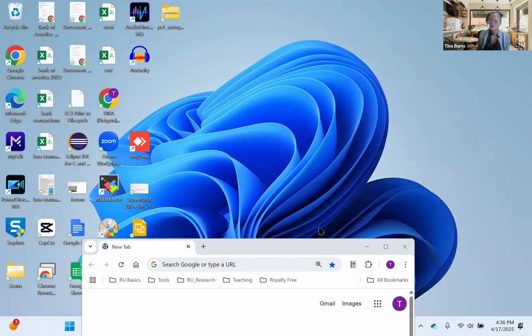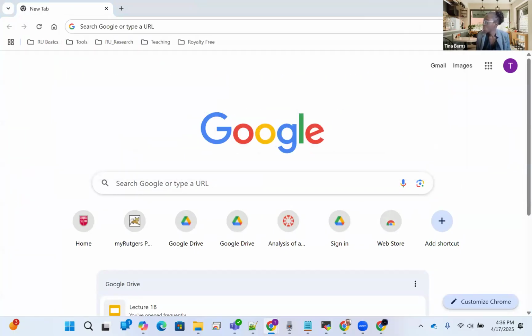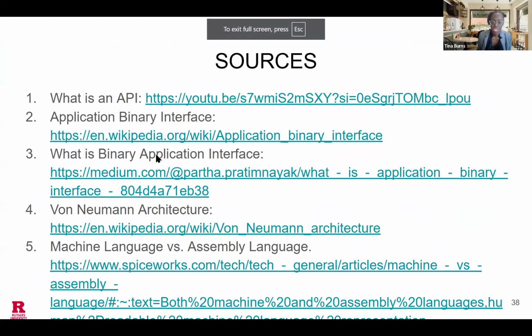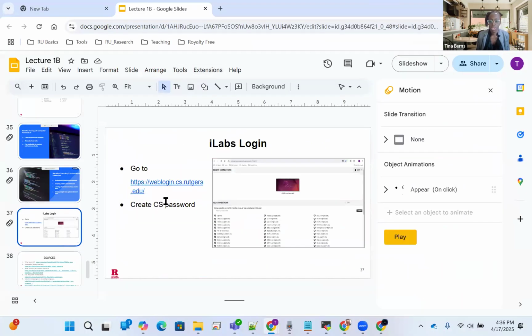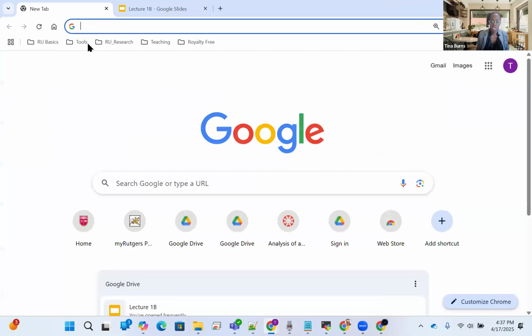We're just going to look at the site that you can get into. There are a few ways you can access it. One way is to go into this site here. Sorry, guys. It's weblogin.cs.rutgers.edu. That's the first way I'm going to show you.